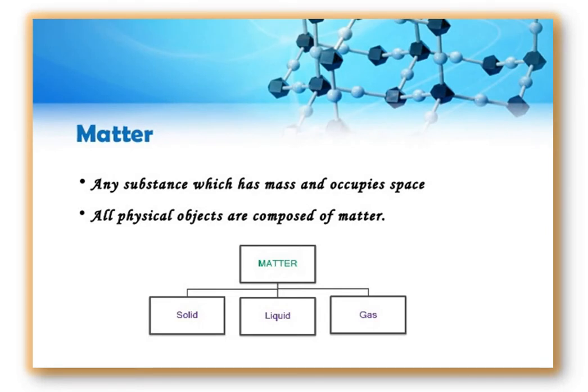Any substance which has mass and which occupies space is called matter. Now all physical objects are composed of matter. Matter is classified into three types. One is solid, second liquid, third gas. And nowadays the fourth state of matter is plasma.